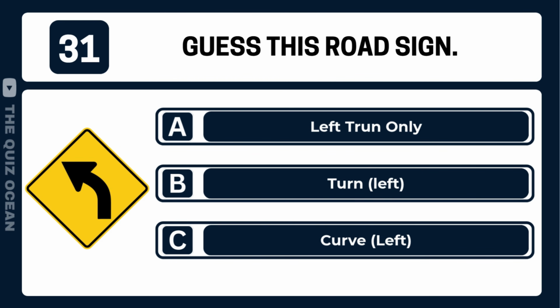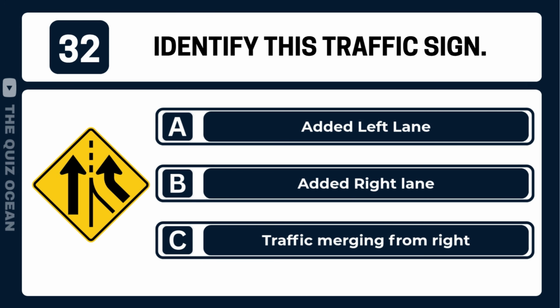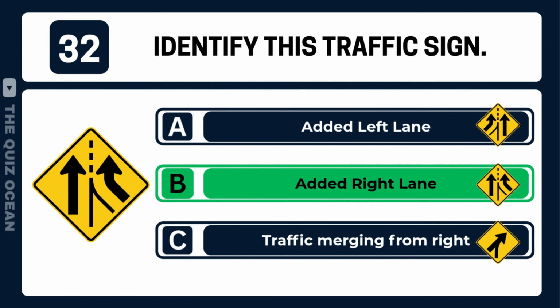Guess this road sign. Good eye. That's a left curve warning. Identify this traffic sign. Great work. That's an added right lane sign.